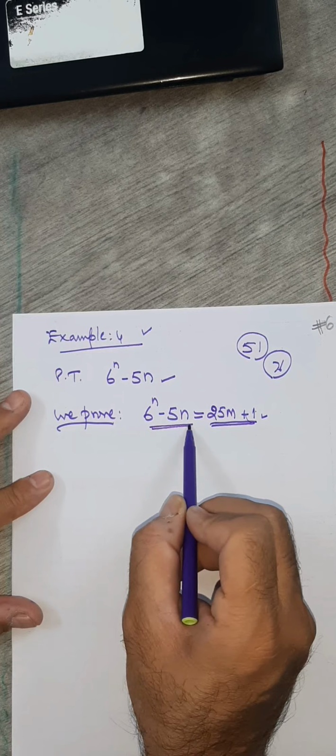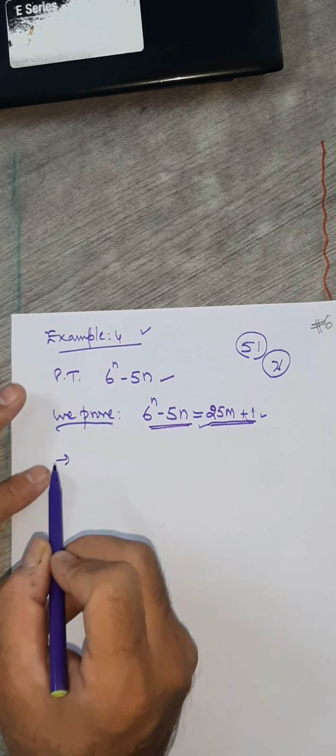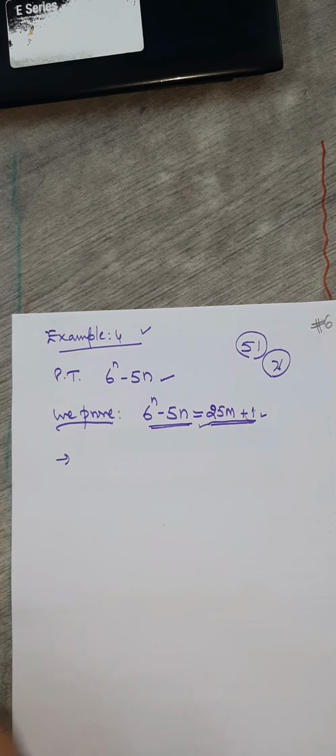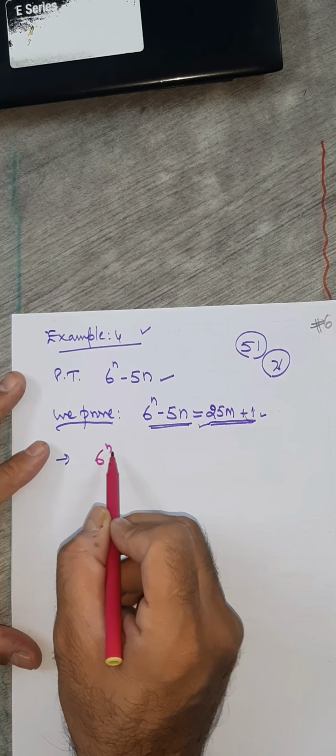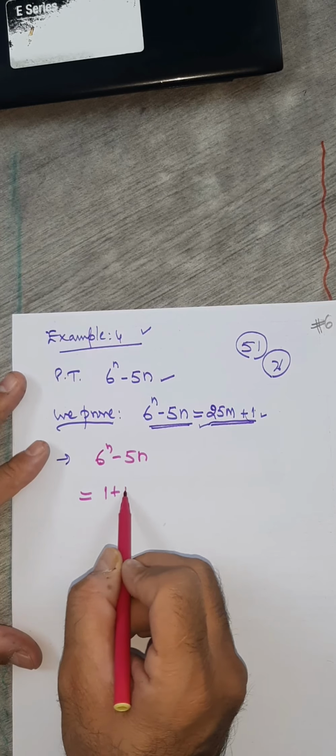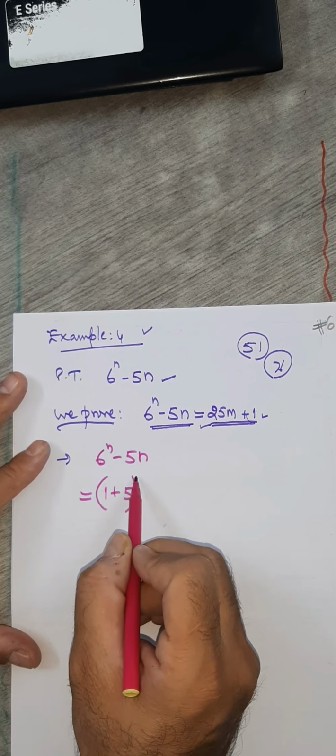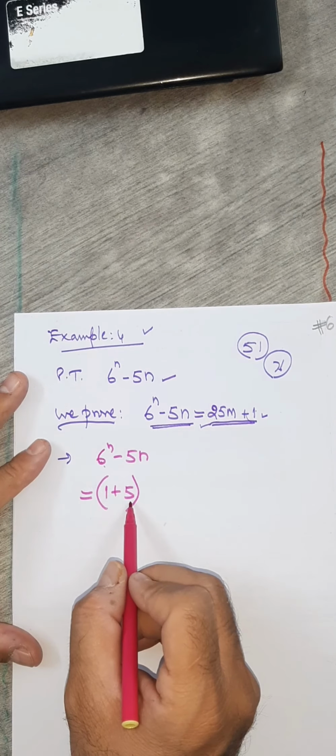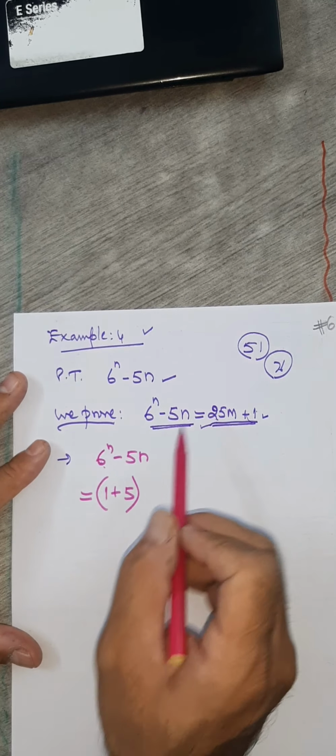So you want to prove this by binomial theorem. So how do we prove it? Very simple. You start with this expression, 6 raised to n minus 5n. Then what we do? 6 we write as 1 plus 5. Now we know the answer to this question: why 6 we wrote as 1 plus 5? Because I want a multiple of 5, remember.